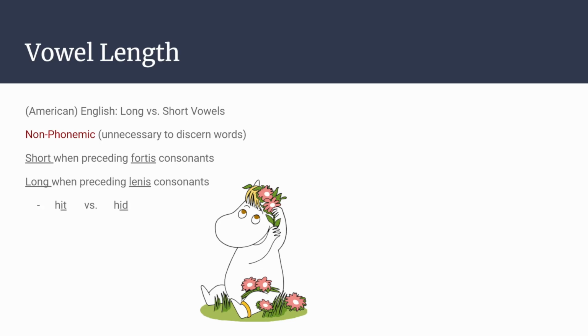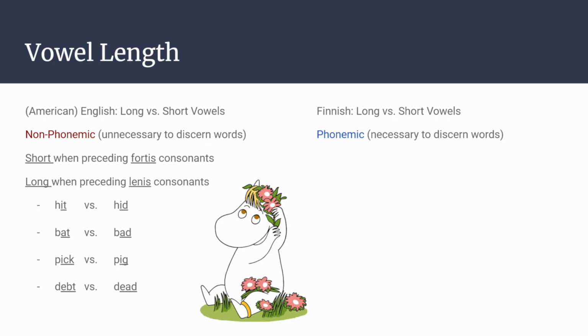So to give some examples, here you have hit and hid. So you'll notice that the I sound, the vowel in hid, is much longer than the vowel in hit. Hit, hid. Bat, bad. Pick, pig. Debt, dead, and so on. Now in Finnish, where you have this long versus short vowel distinction, it is phonemic, and it's necessary to discern the meaning of words.